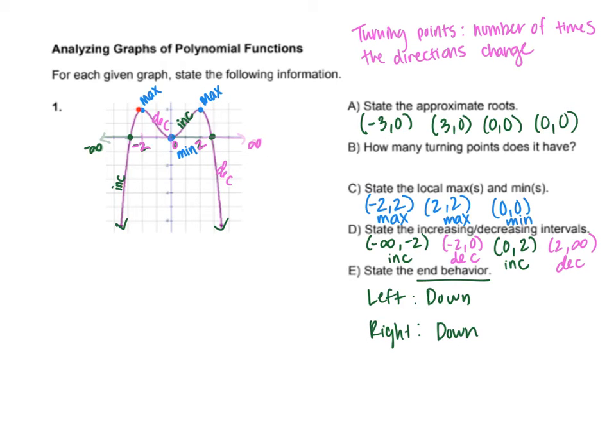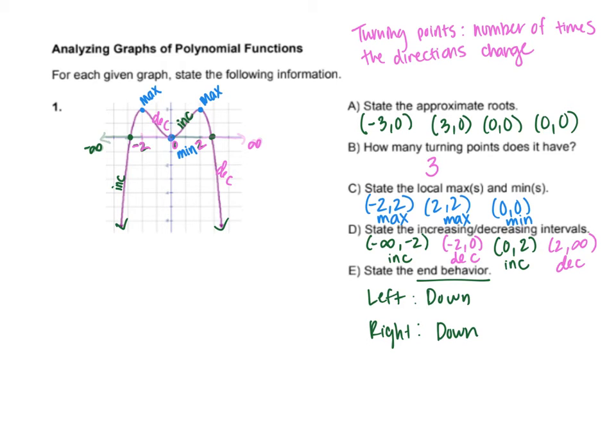So this one's increasing, decreasing, so that's 1. Decreasing to increasing, that's 2. Increasing to decreasing, that's 3. There are 3 times that it switches from increasing to decreasing or vice versa. So in this case, the amount of turning points are 3.